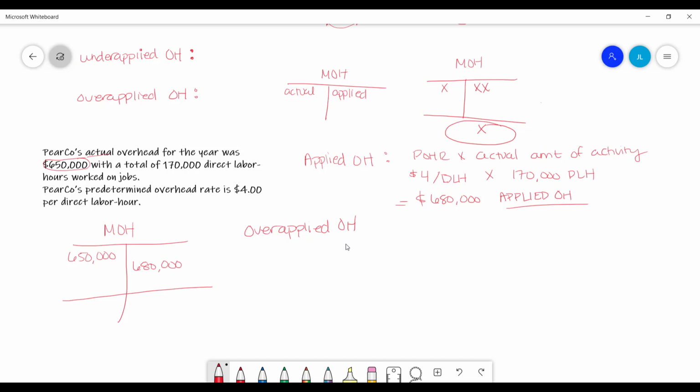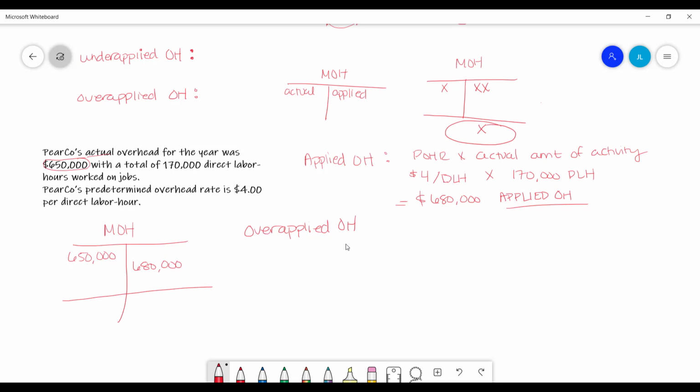And how would I know that? Well, the debits don't equal the credits. I have a credit balance here because our credits are more than our debits, my bad.